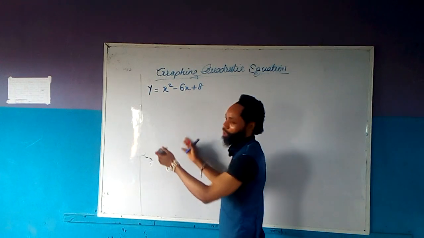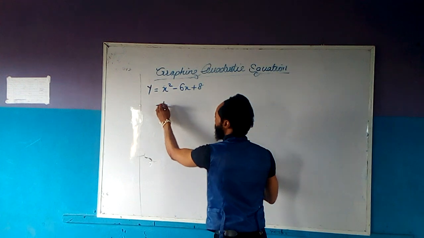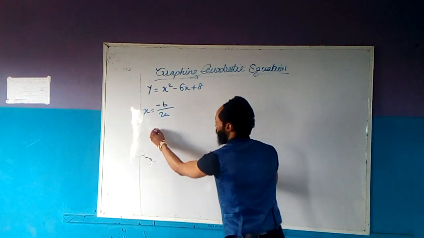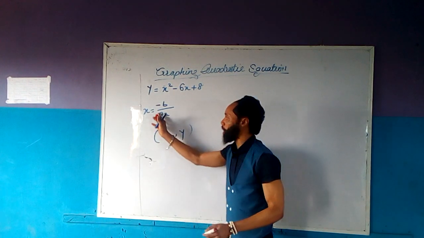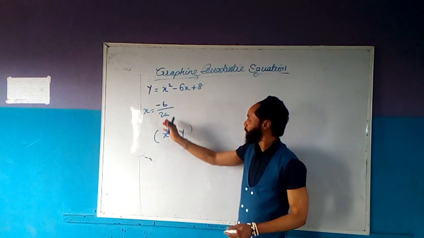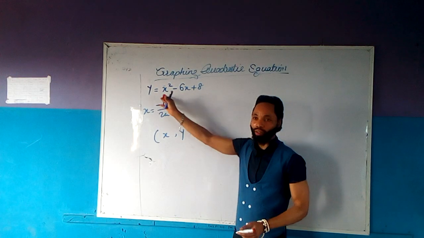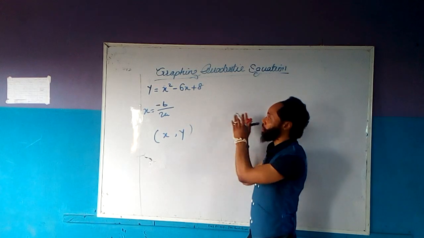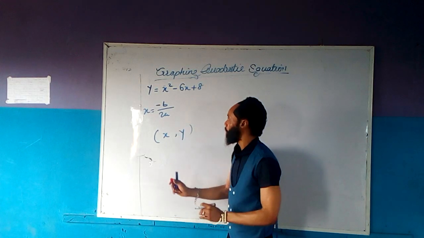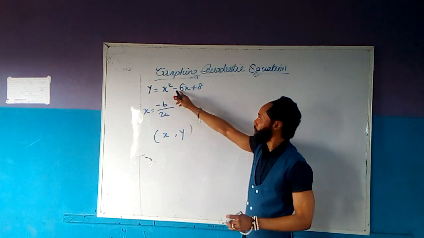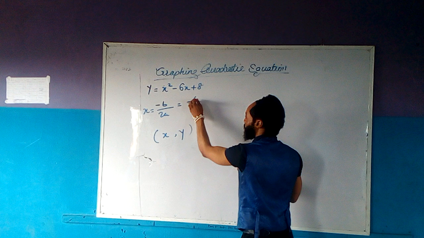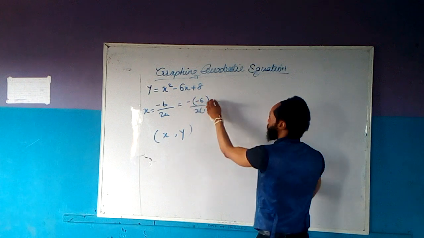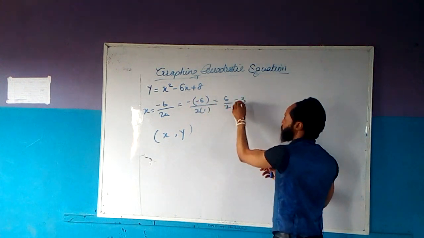Using minus b over 2a, negative b over 2a is the x coordinate of our vertex. Once we get this, we plug it into the equation to get the value for y. If you don't want to go through the vertex form, this is the easier way. So what's our b? Our b is negative 6. So we have negative negative 6 over 2a, and our a is 1. So this gives us 6 over 2, which is equal to 3.